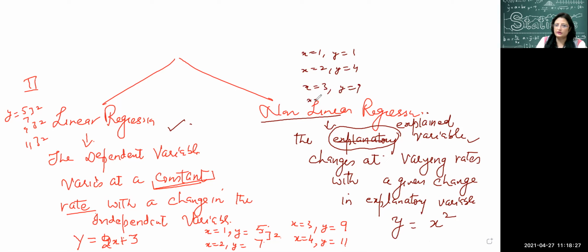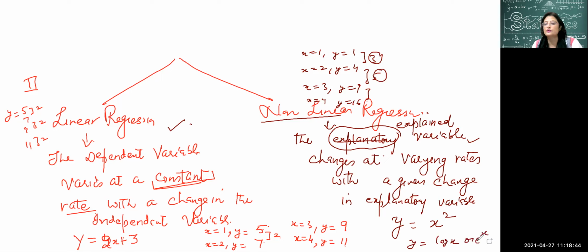Equal to 9, when you are putting x is equal to 4 you are getting y is equal to 16. What is the difference? Here 3 is coming, here 5 is coming. So with a constant rate of change, there are no changes coming in this. So similarly you can take the log of x, or you can take e raised to power x. So with a constant rate of change, there will be no increment or decrement. So I'm giving you the example.